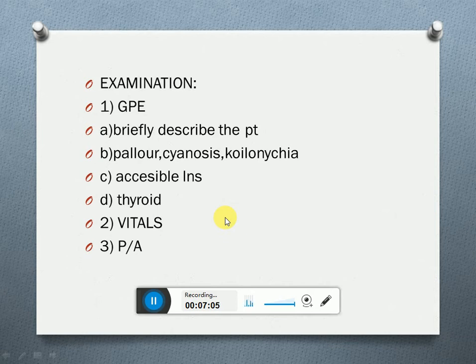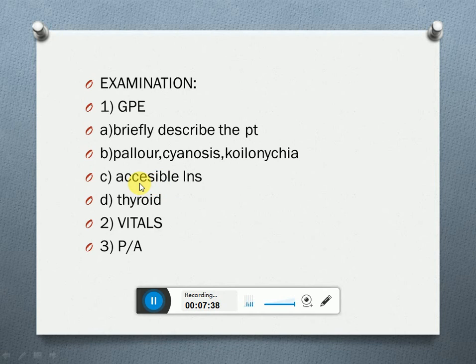Just briefly touching the examination, in case you are given a long case and you have to mention the examination findings along with the history. You will first mention the findings of general physical examination. You will briefly describe the patient, that the patient is normal, healthy looking, sitting or lying comfortably on the bed, and well oriented in time, place, and person, conscious, cooperative. And then you will tell about the findings on general physical examination, if there is pallor, cyanosis, koilonychia, anything.